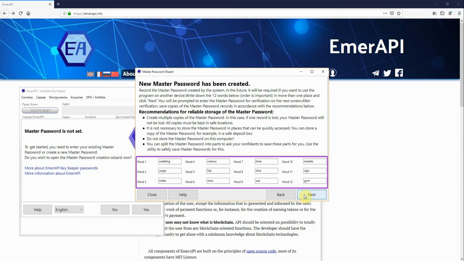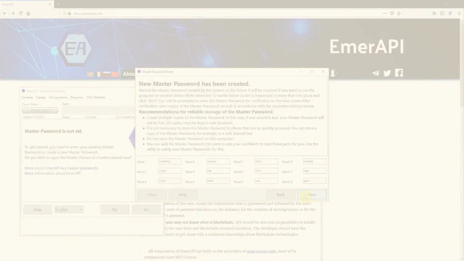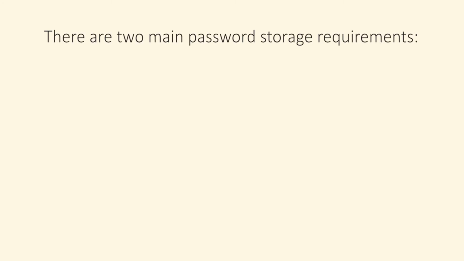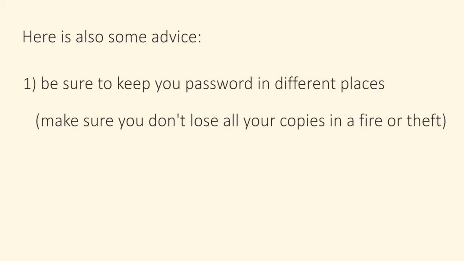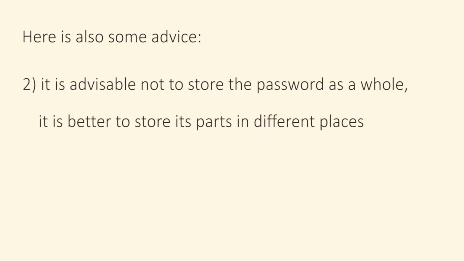In the first part, it was mentioned about the importance of the master password. It is time to tell you about a qualitative password storage. There are two main password storage requirements. It should not be lost, and other people should not be able to get the password. Here's also some advice. Number 1, be sure to keep your password in different places. Make sure you don't lose all your copies in a fire or theft. Number 2, it is advisable not to store the password as a whole. It is better to store its parts in different places.